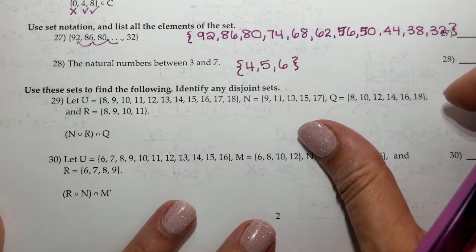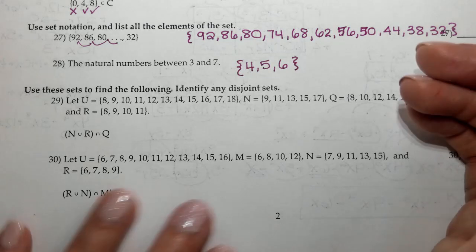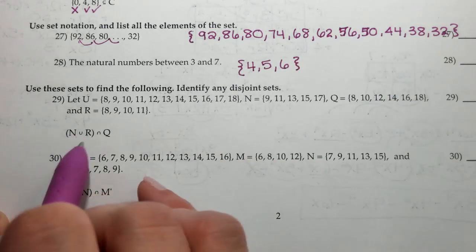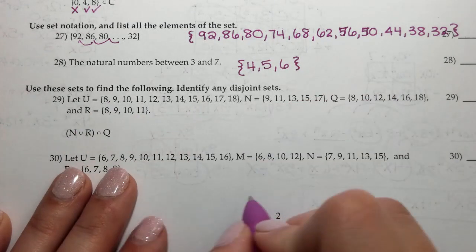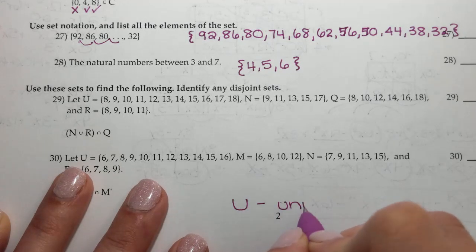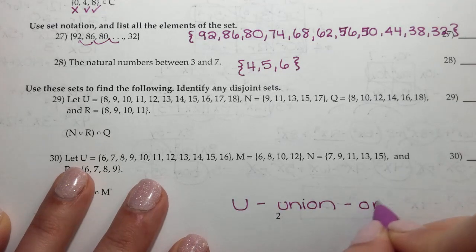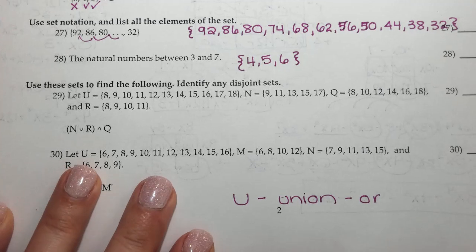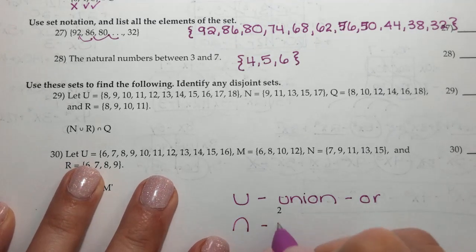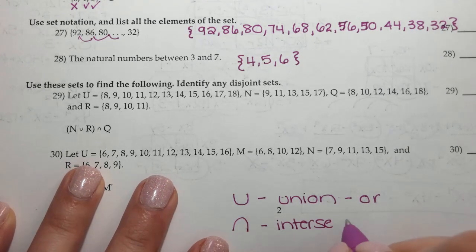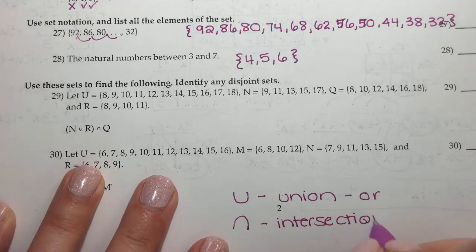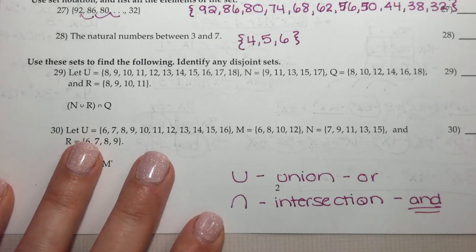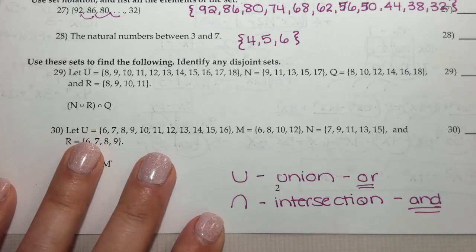Use these sets to find the following. Identify any disjoint sets. All right, so start with your parentheses first. This symbol right here means union, and it means or. So it could be in one or the other. This right here means intersection, and it means and. It has to be in both. I remember this by this looks like the n in and, and then this looks like a U for union.